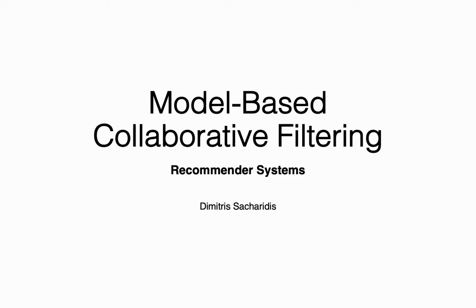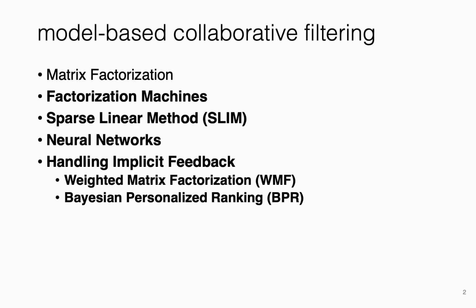In these slides, we will be talking about other model-based approaches to collaborative filtering besides matrix factorization. We have already talked about matrix factorization, and so we will continue with factorization machines, which can be considered as an extension. Then we will talk about another idea called the sparse linear method, before talking about approaches based on neural networks. Towards the end, we will revisit matrix factorization and discuss how it can be adapted for the case of implicit feedback. There, we will talk about two main approaches.